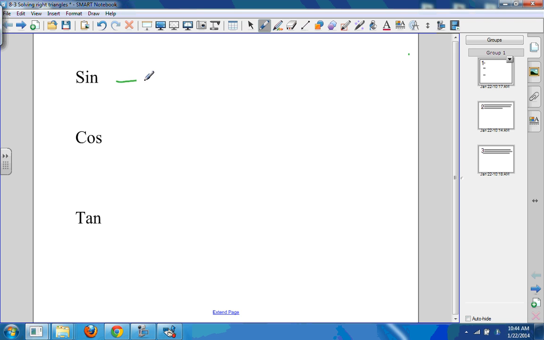So just like that, sine has an opposite, and it is sine to the power of -1. We call this the arc sine, or the inverse sine. We write it as sine to the power of -1.